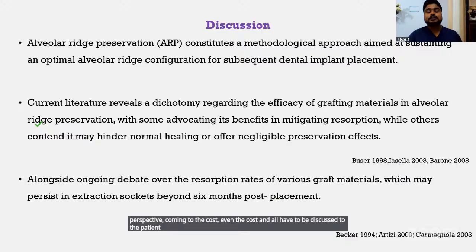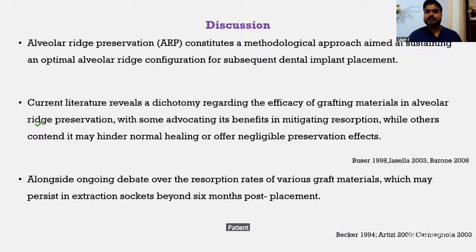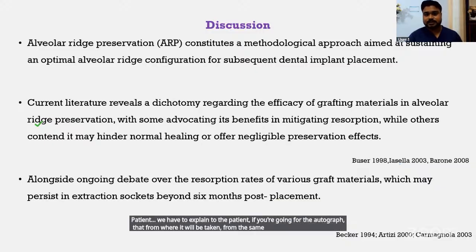And we have to explain to the patient, if you're going for the autograft, from where it will be taken, from the symphysis region or ramus region. So these all factors also play an important role in planning for the alveolar preservation.